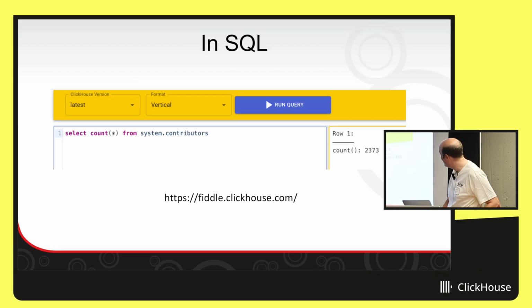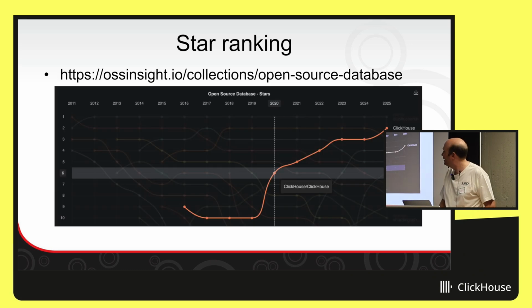It has over 2,000 contributors, and you can find that if you go to fiddle.clickhouse.com, you can use the latest version of ClickHouse and go to the system table and monitor the contributors. Also, it's quite popular. It used to be less popular when it started, but then it quickly climbed the ranking. This is the star ranking for those who know GitHub. In GitHub, you can star a project, and ClickHouse has quite a lot of stars and overtook nearly all the competition except Elastic.